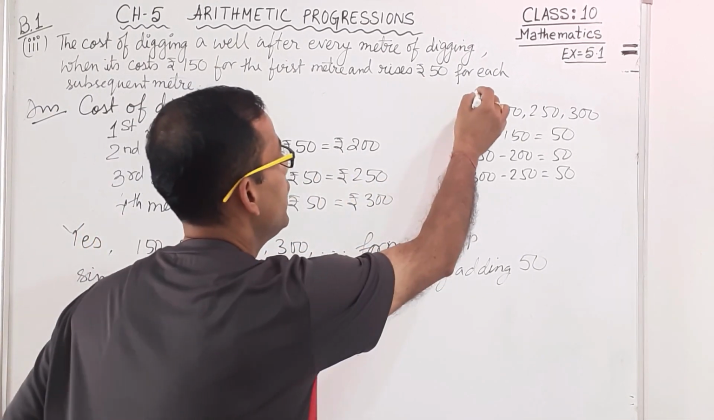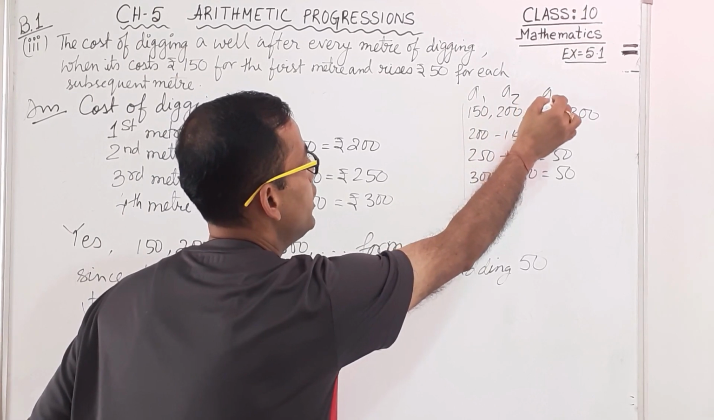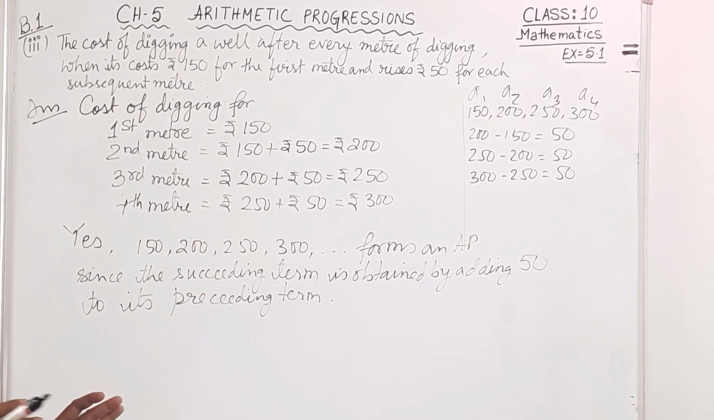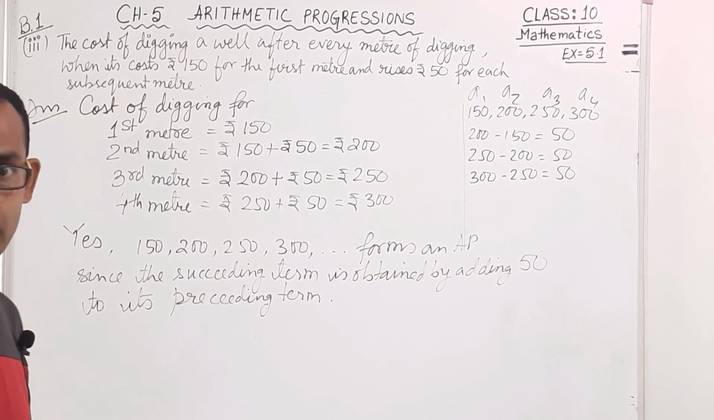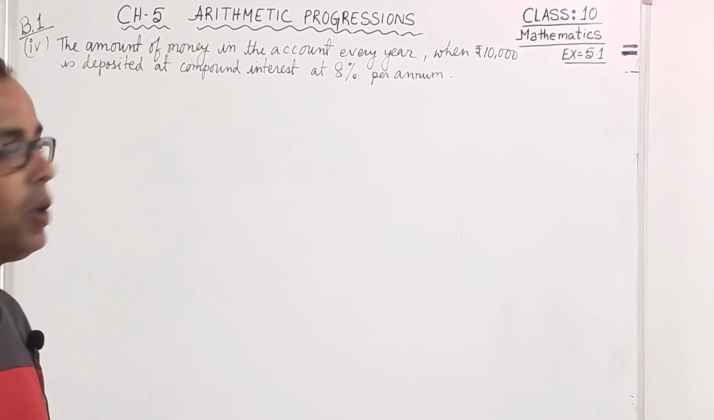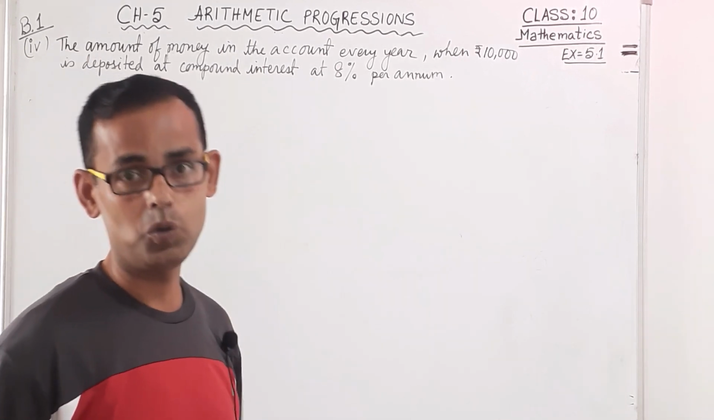Okay, this is what? A1, A2, A3, A4. Clear? Now we will move on to the next sum. Okay, now we will solve Roman 4, the last sum of exercise 5.1.